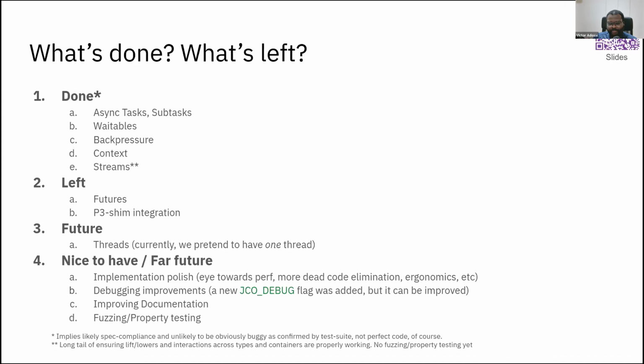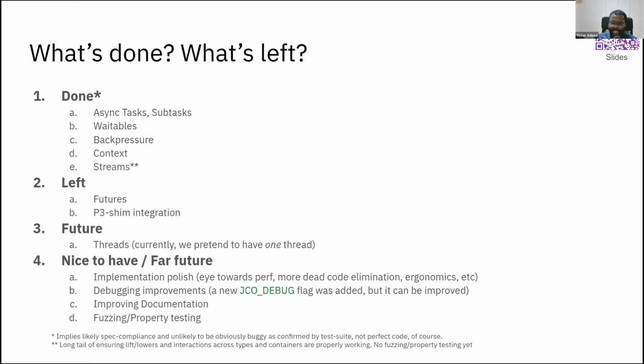And after this, what we have left is futures, which are basically streams but simpler, with slightly different caveats, and P3 shim integration. Now, the P3 shim work is actually at one level already done, and an initial implementation is there, thanks to Tomasz for working on that. We've written it in such a way that it should be simple to integrate, but it is one of those things where we put the two pieces together once the base level of streams and features is done.